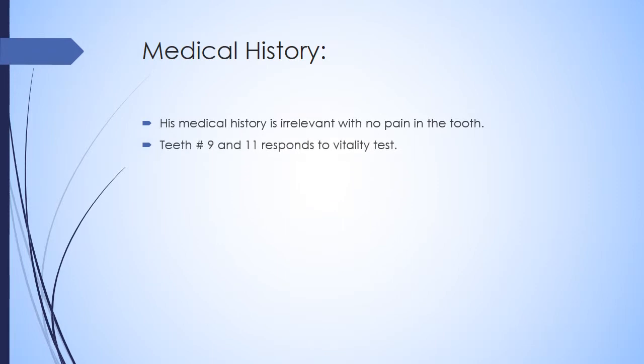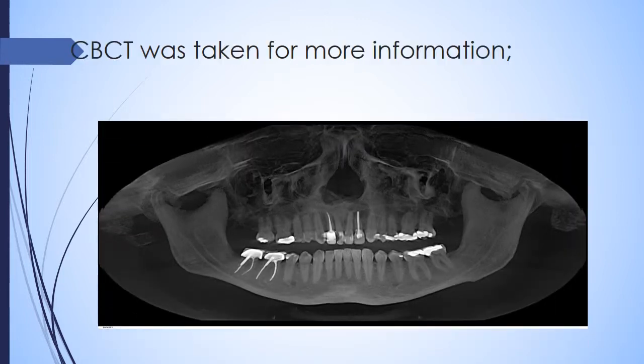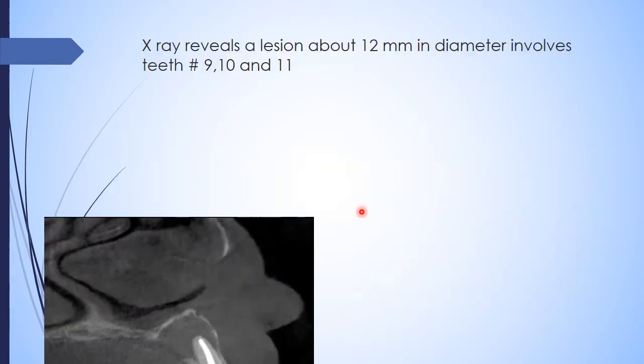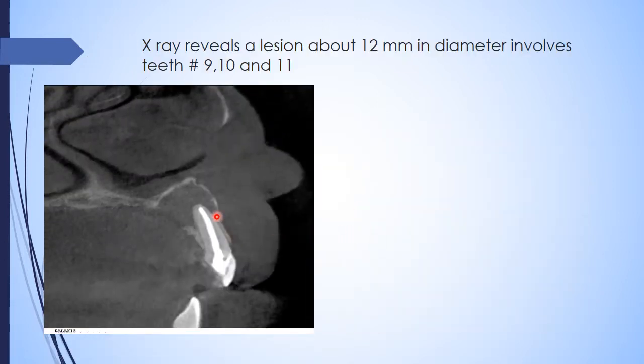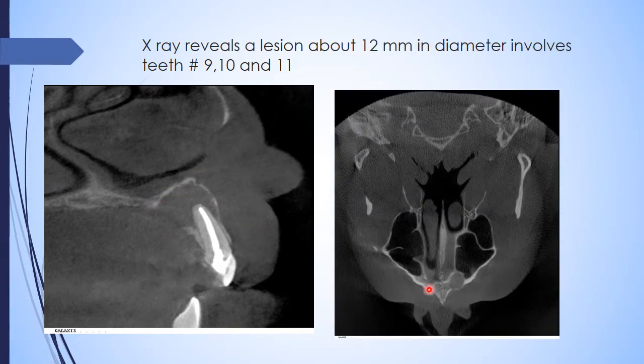But teeth number 9 and 11 are still vital and respond to vitality tests. CBCT was taken for more information and diagnosis. And here we see the lesion around the apex of tooth number 10, and it also involves tooth number 9 and tooth number 11. It's 12 millimeters in diameter. You can see how big it is over here. It also shows around that area over here.